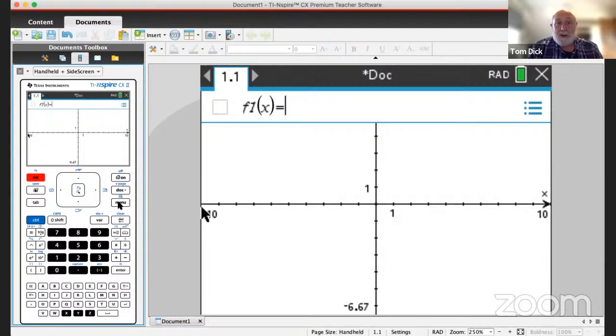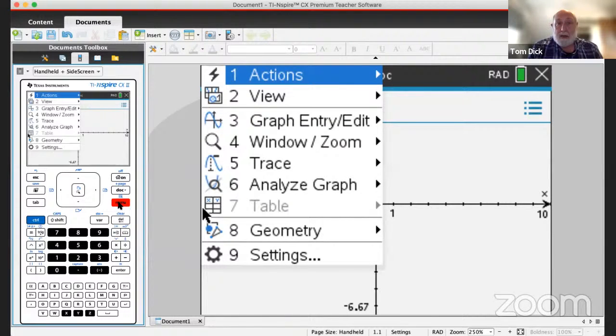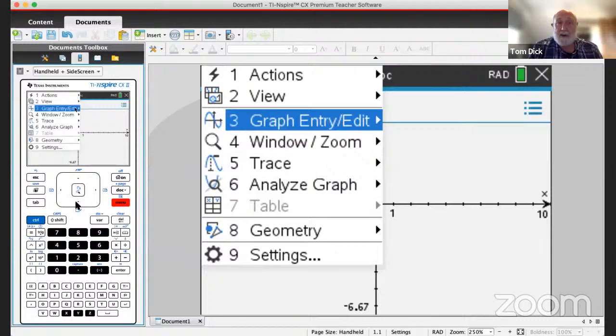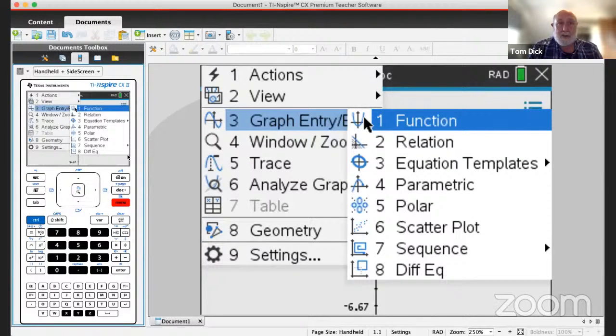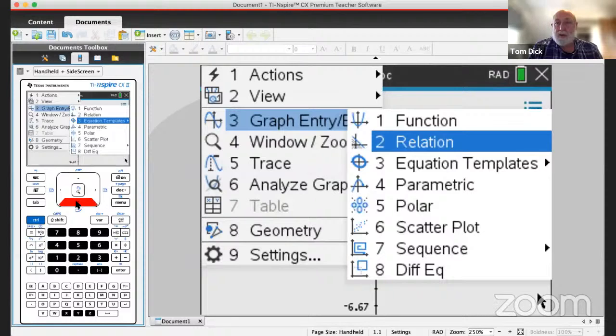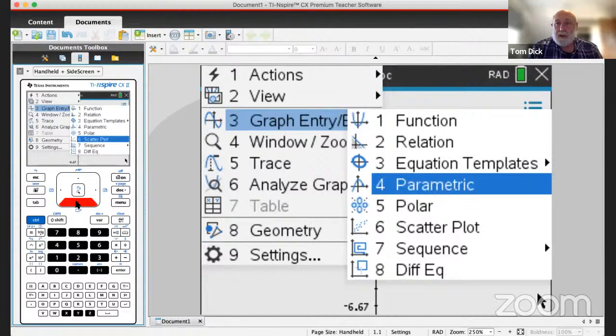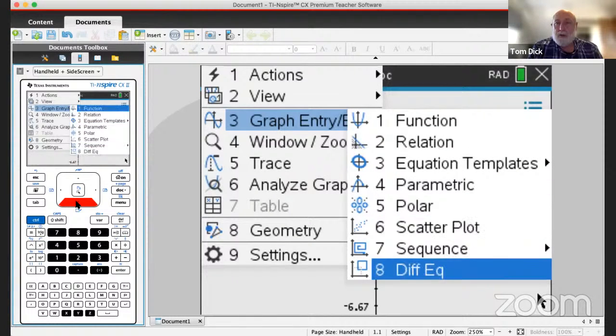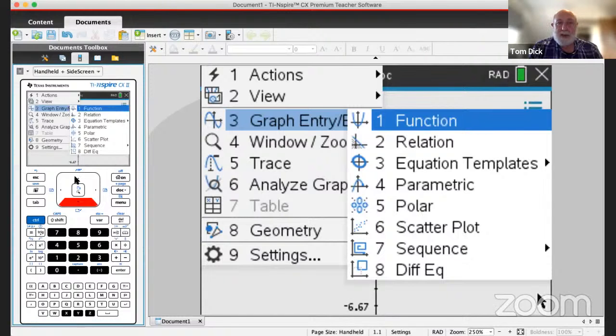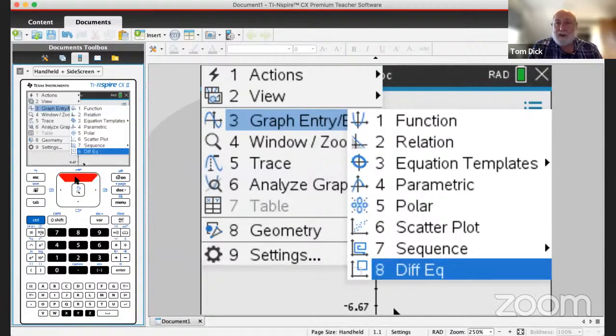But what I'm going to do is go over to the menu, and let's go down to 3 graph entry edit. That's going to have our different kinds of graphs that we can look at. You can see number 1 is function. What I want to do is scroll down all the way, so I'm going to hit up arrow. It should wrap back around. There we go. Differential equations.